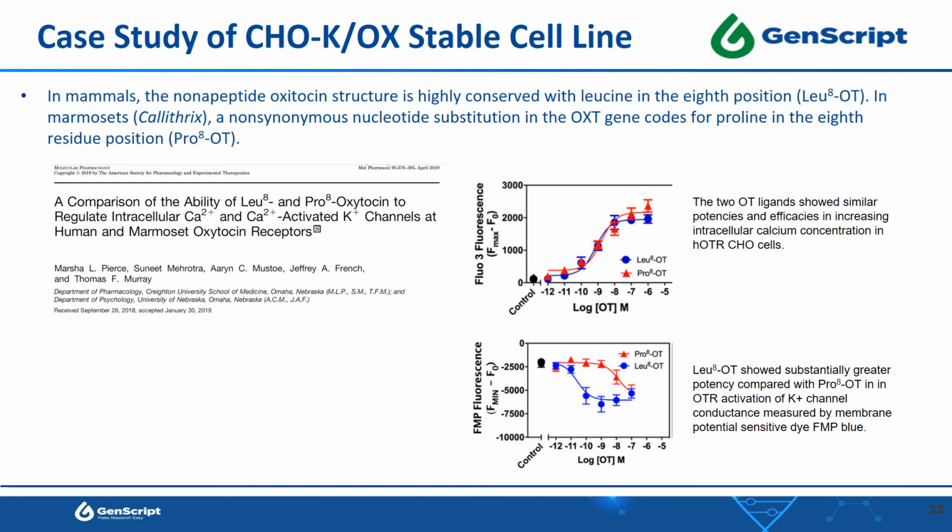As you can see in the top panel here, the two oxytocin ligands show similar potencies and efficacies in increasing intracellular calcium concentration in the Troca oxytocin stable cell line. In the lower panel, you can see the Leu8 oxytocin actually shows substantially greater potency compared to the Pro8 oxytocin in activating the potassium channel, measured by the membrane potential sensitive dye, FMP blue.